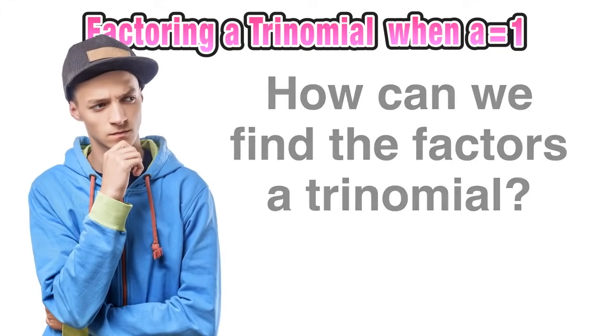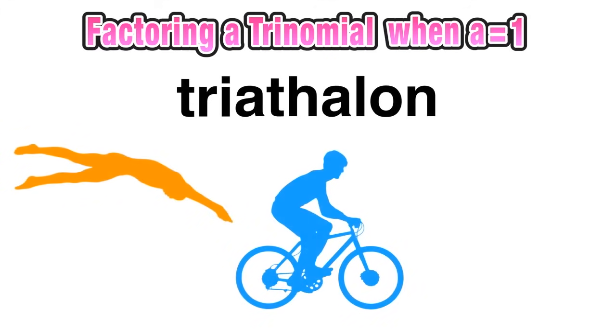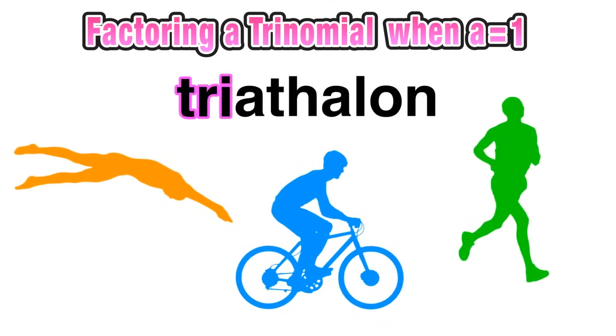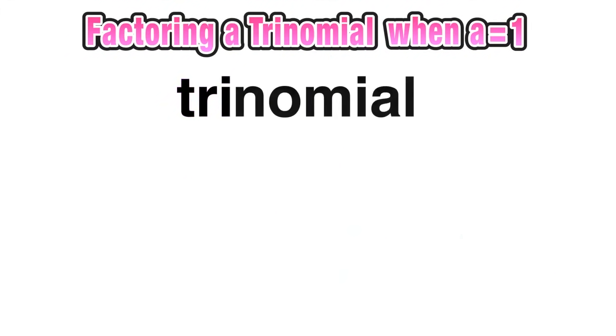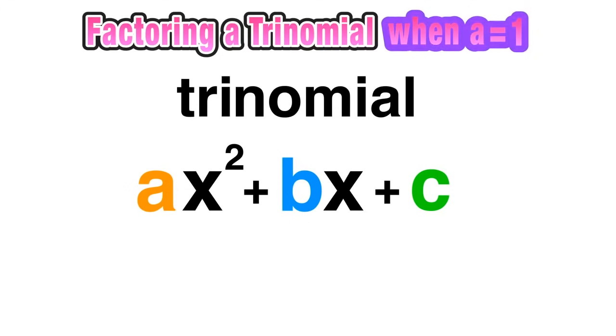Before we get into any algebra, let's think about a triathlon. A triathlon has three events: swimming, biking, and running. The prefix tri means three. When we see the word trinomial, we're thinking of three terms. So we have an ax squared term, a bx term, and a c term. And we're going to learn how to factor trinomials of this form whenever a is equal to 1.